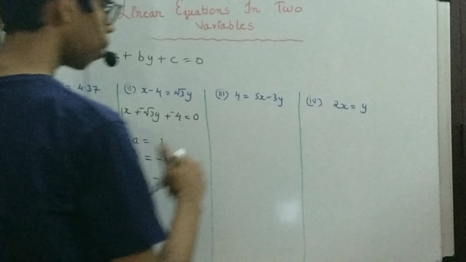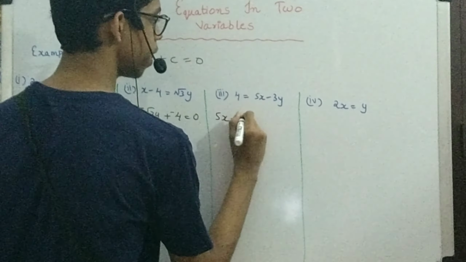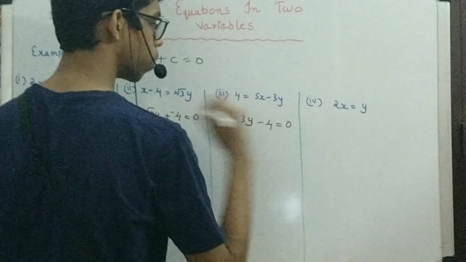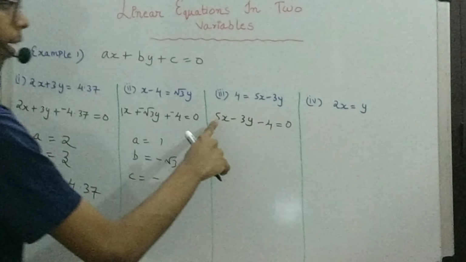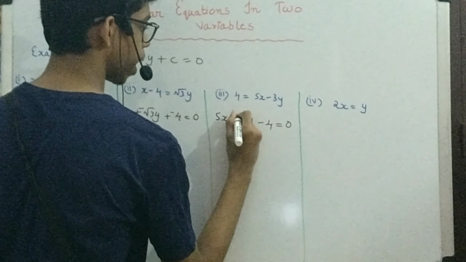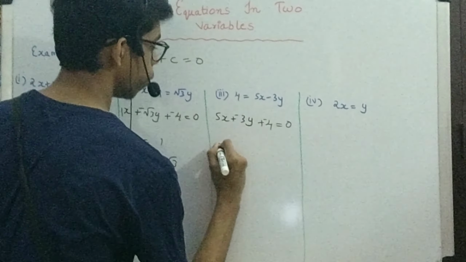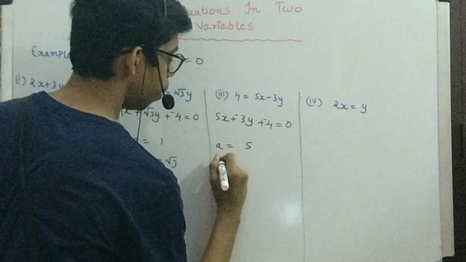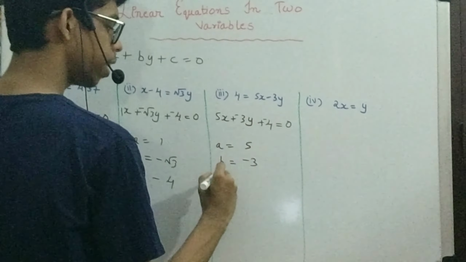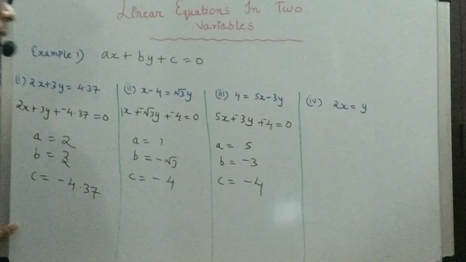To bring it to this form, let us take this 4 to the other side. So you will be getting 5x minus 3y plus becomes minus 4 is equal to 0. So 5x minus 3y minus 4 is equal to 0. So here also we can write plus minus. Okay. So from here, a is the coefficient of x, which is equal to 5. b is the coefficient of y, which is equal to minus 3. And c is the constant term, which is equal to minus 4. Okay, I hope it is clear.